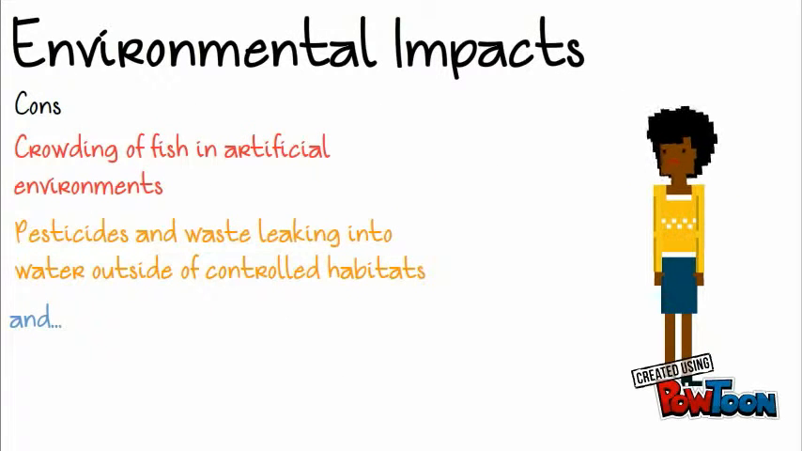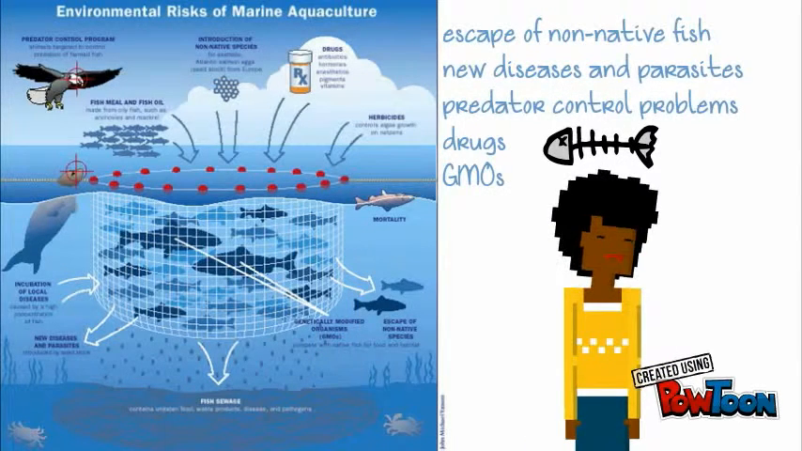Although there are some positive impacts, there are also some negative. Firstly, there is a crowding of fish in artificial environments. Pesticides and waste leaking into water outside of controlled habitats can pollute the water. And this list can continue on and on and on, infecting the environment in tons of negative ways.